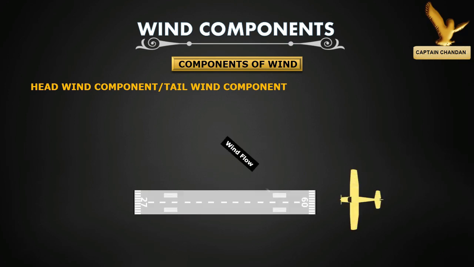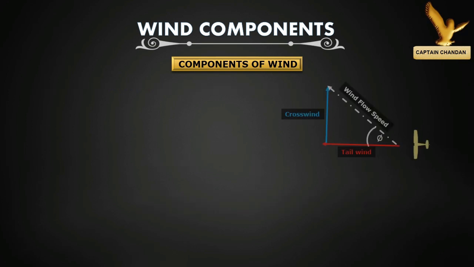Now wind is coming from the tail. Approximate wind direction is 120 degree. So there will be two components. First is tailwind, the wind coming from the tail side of the aircraft, and second is crosswind.